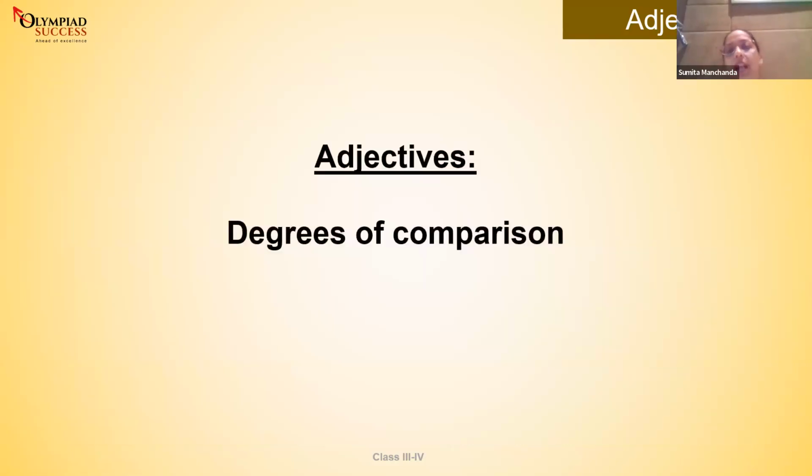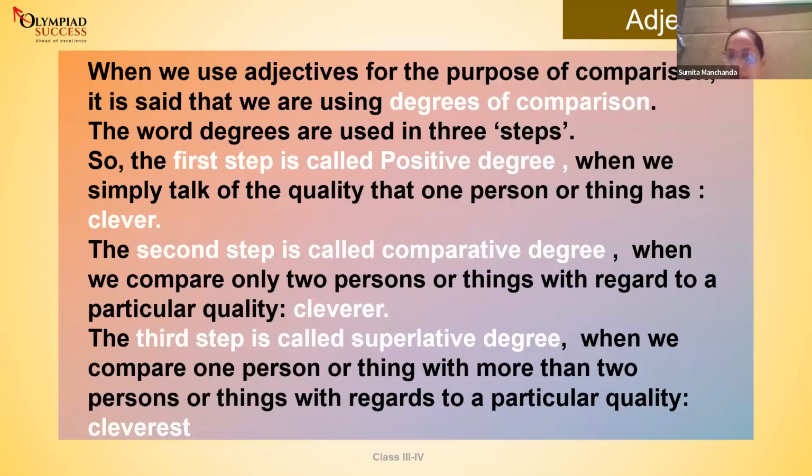Now, this will be the last one which we'll be doing. That is degrees of comparison. Now, children, when we say degrees of comparison, there are total 3 degrees of comparison. Listen to me carefully. That means we have positive, we have comparative, and we have superlative. In positive, we don't do any comparison. We don't compare anything. We only come up with a simple sentence.